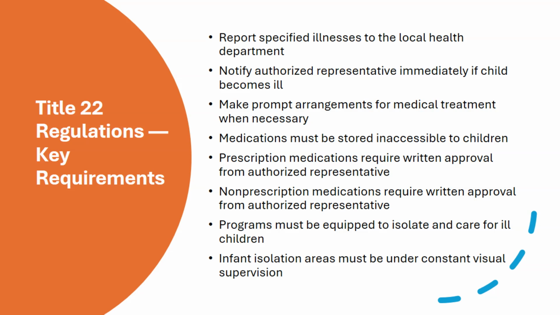Title 22 Regulations outline key responsibilities for early care and education programs. Programs must report certain illnesses to the local health department. When a child becomes ill, families must be notified immediately. Programs must also be equipped to isolate ill children. For infants, isolation areas must be under constant visual supervision.